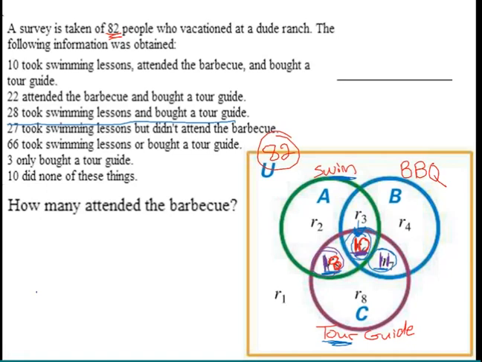Otherwise, we were really going to be in bad shape with this 27. We can't put 27 here because it says took swimming lessons but did not attend the barbecue. That means we would think 27 goes here, but this is saying that there's 27 and then there's 18 that in all didn't go to the barbecue. And it's saying a total of 27 didn't attend the barbecue, but they swam.